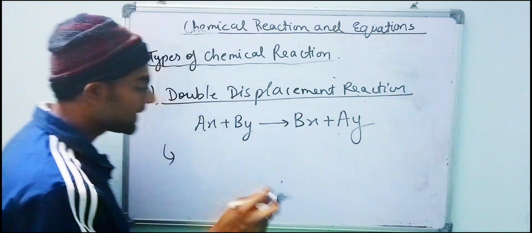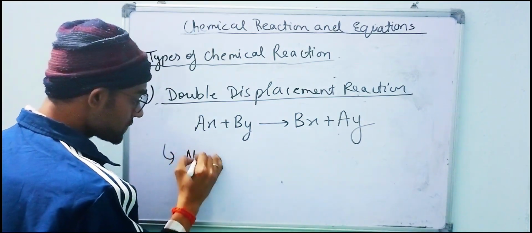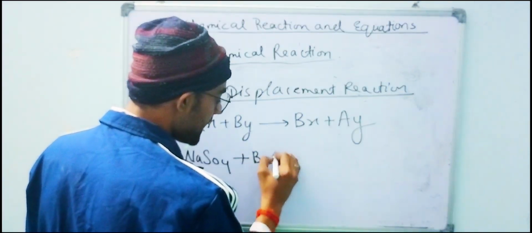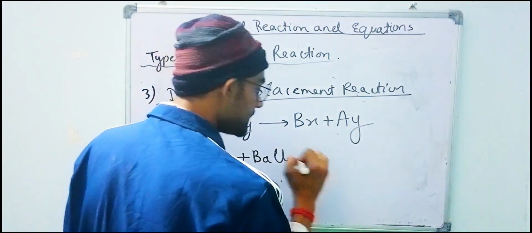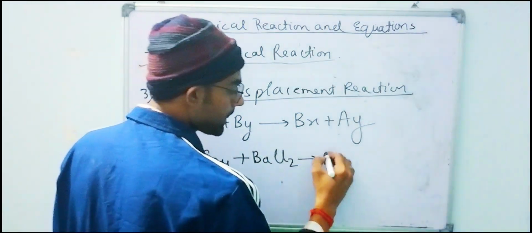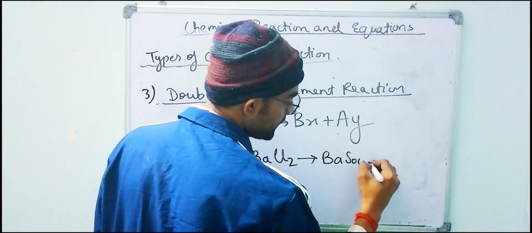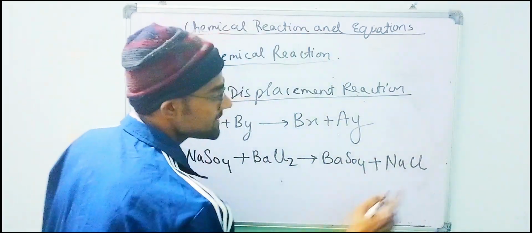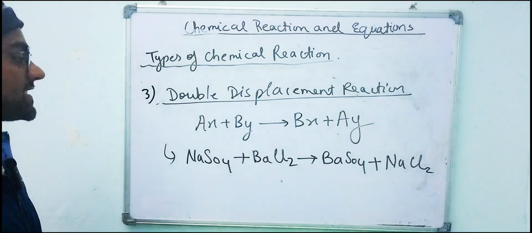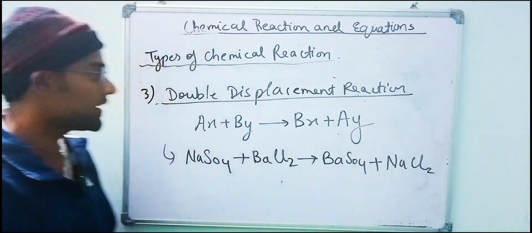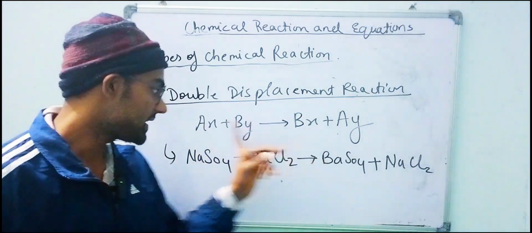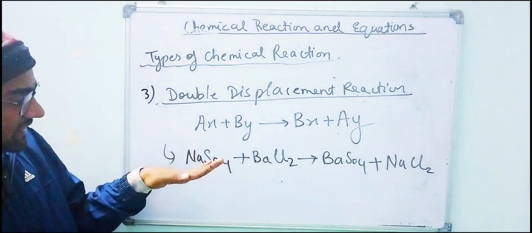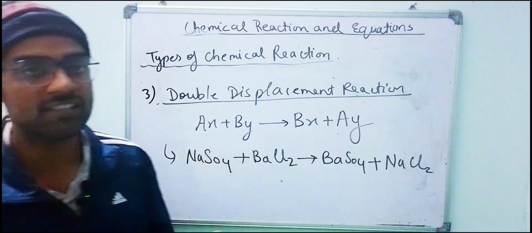For an example we can take sodium sulfate and barium chloride. They react to form barium sulfate plus sodium chloride. This is an example of a double displacement reaction, in which the format is AX plus BY becomes BX plus AY. If it is in this format, then it is a double displacement reaction.